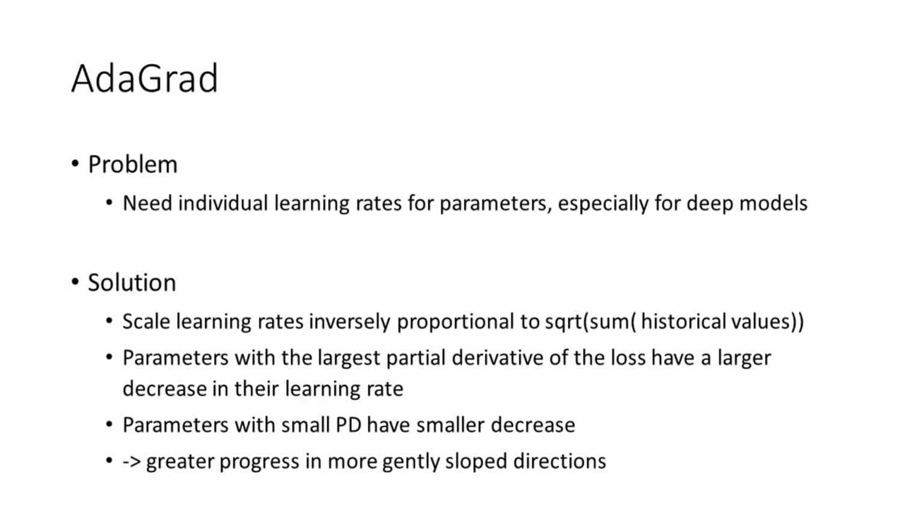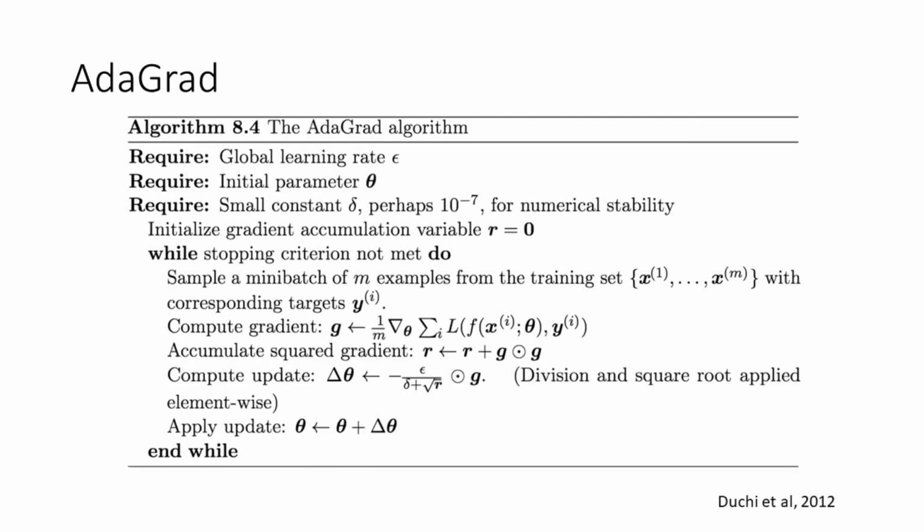We need individual learning rates for each of our parameters. And this algorithm will be our update. So sample a mini batch, compute a gradient, and we're going to accumulate the squared gradient. So R starts at 0, and then we're going to accumulate a squared gradient.